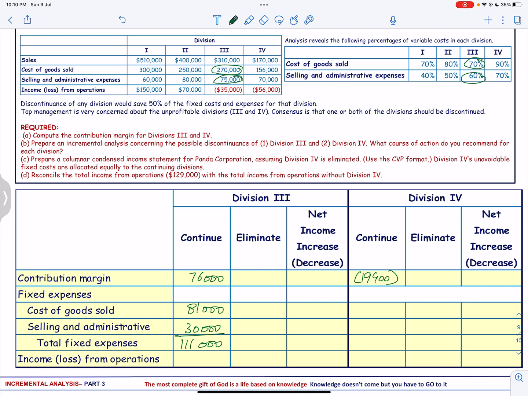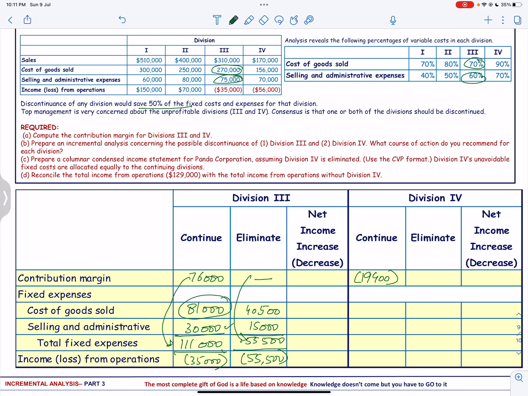If we eliminate, there will be no contribution, and because 50% are going to save, that means 50% of this amount are going to be relevant, 40,500, and 50% of this as well, that makes 15,000. So the total fixed cost will be 55,500, and we know that contribution minus total fixed cost is negative 55,500. So here the income, there will be a loss, and 76 minus 111, that makes negative 35,000.